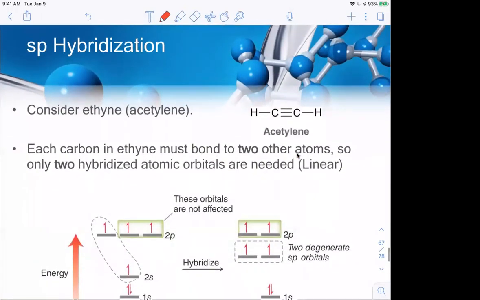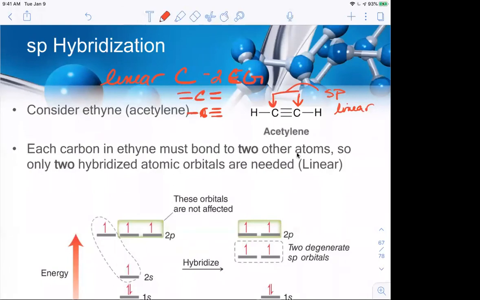The last one is sp, right? This is going to be when I have linear geometries. So I want to think about this when I have a linear carbon. So this is going to be the carbon with 2 double bonds, 2 charge clouds, right? 2 electron groups, or a carbon that has a triple bond and a single bond. So this is acetylene. I have 2 carbon atoms. Both of these are going to be sp hybridized. This is linear on both carbons.